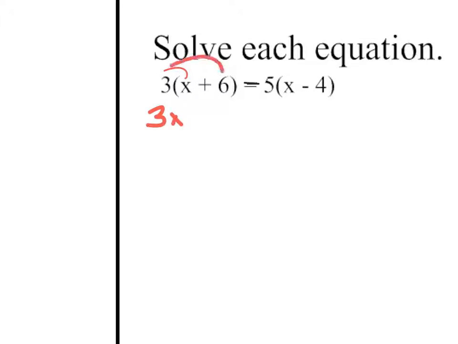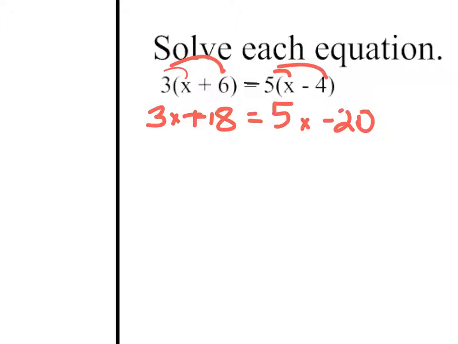And 3 times 6, guys? 18. So just like you've done before, we're still distributing the exact same way. My marker is being really funny today. Wow. Hold on. 3x plus 18. A little bit better. Yeah, 5x minus 20. Because 5 times negative 4.